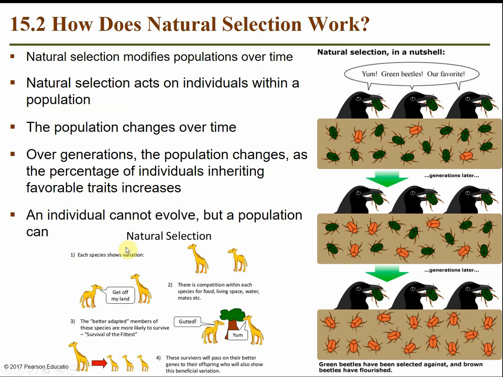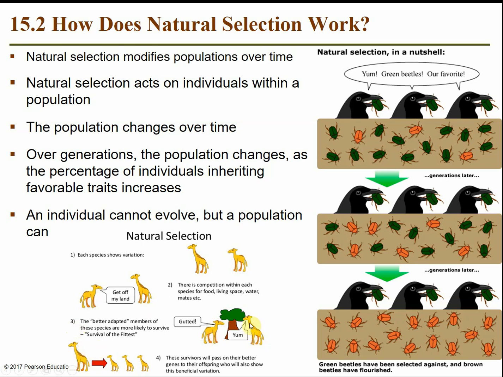A common example is with giraffes. Why do giraffes have such long necks? Each species shows variation. We have some shorter-necked giraffes and some longer-necked giraffes. These two individuals of the same species are going to compete. They're in the same habitat, competing for the same resources like food, living space, water, mates, etc. Whichever individual is better adapted to the demands of this particular habitat is more likely to survive.